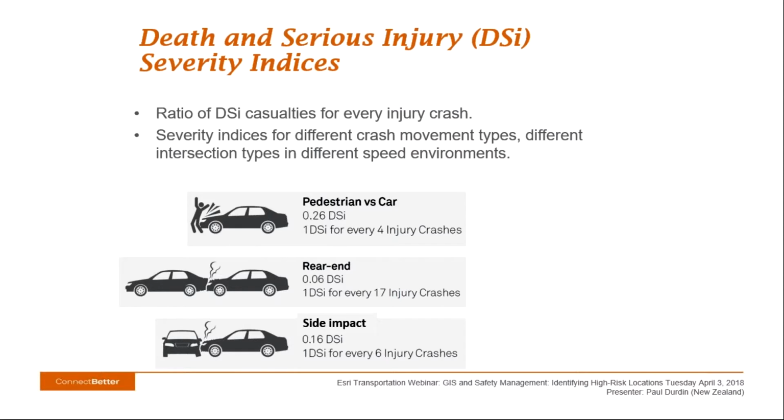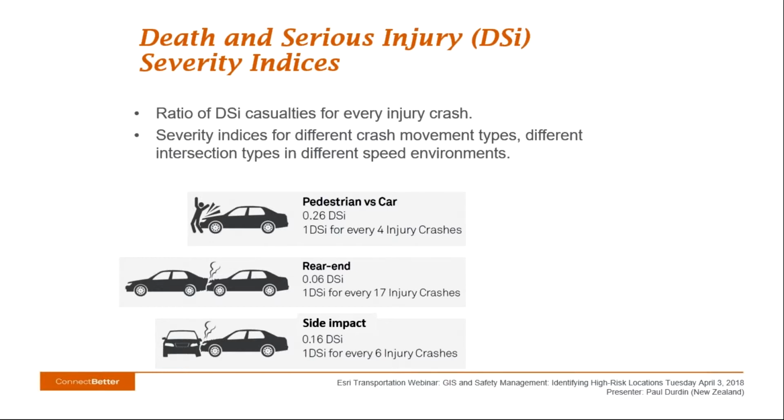These relationships are presented as severity indices in the guide. The severity indices represent the observed number of death and serious injury casualties for every reported injury crash of a particular movement type that is then differentiated by intersection type and speed environment. Severity indices indicate which crash movement types for a specific intersection type are more or less likely to result in a high severity outcome.